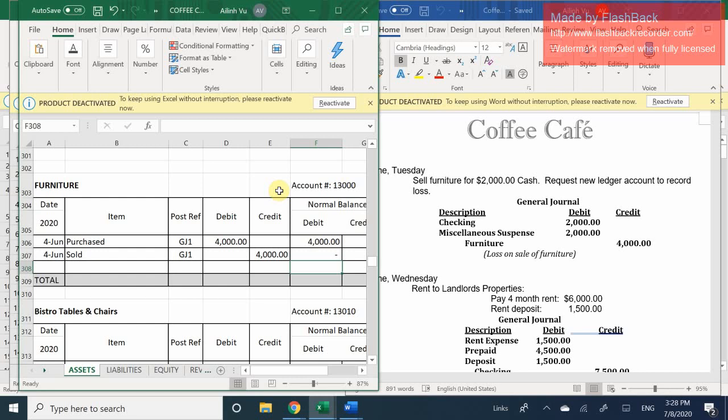So we're not worried about the loss that we got because we already recorded that. Not yet. We haven't really recorded the loss just yet. Okay, so now that we finished that, we entered in our checking, we created our miscellaneous expense, and we just calculated the end of our furniture. So we're done there.